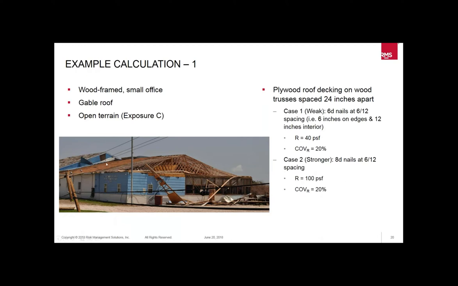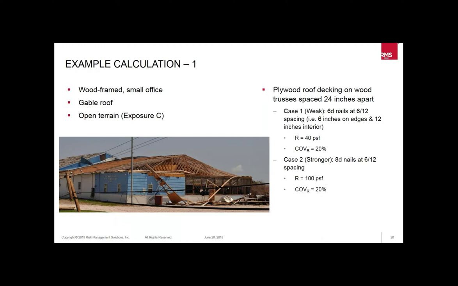Okay, so we're going to consider plywood decking on trusses spaced 24 inches apart, and I'm going to look at two different possibilities. I don't actually know what the nail spacing or the nails were on this, so I'm going to look at two scenarios. One is 6-penny nails spaced at what we call a 6-12 spacing, so 6 inches on the edges and 12 inches throughout the center of the plywood panel, a 4x8 piece of plywood. If we take a mean resistance of 40 pounds per square foot and a coefficient of variation of 20%, that's case one, a weaker scenario. Case two is the stronger one, using 8-penny nails instead of 6-penny nails, so the resistance can increase to maybe about 100 PSF with a coefficient of variation of 20%.